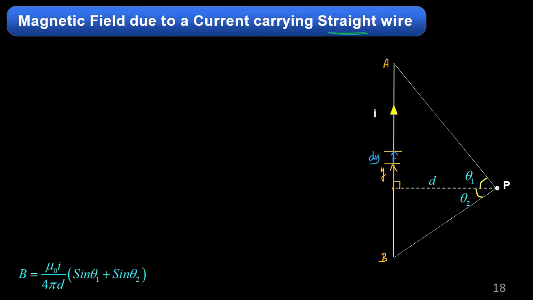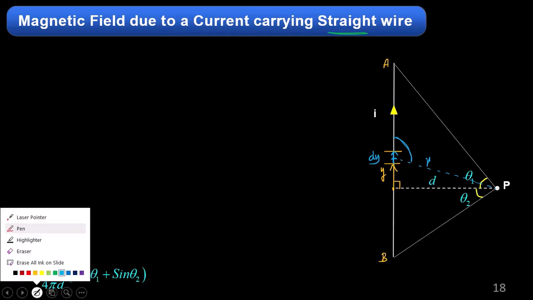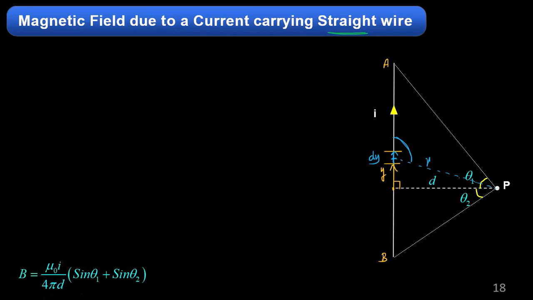Now from this point, if I join the point P, this will give the value of R. R is the line distance between the point on the current carrying element and the point where I have to calculate the magnetic field. So I have found dl, I have found R, and what is theta? Theta is this angle. Let us say once I move a distance y, this angle is alpha. Correspondingly this angle is 90 minus alpha, and the corresponding angle is 90 plus alpha.